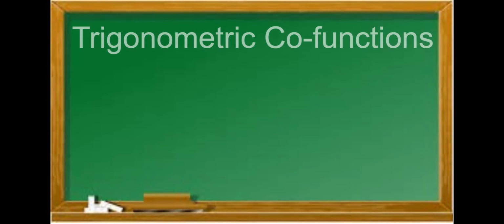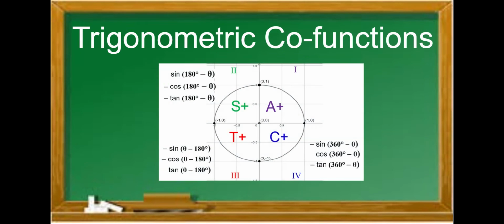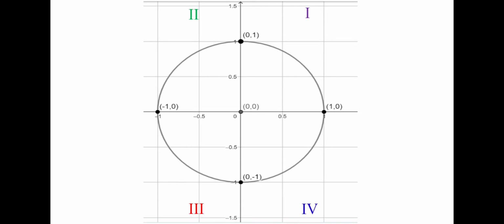Now let us discuss trigonometric co-functions. Here, we are going to find the value of sine, cosine, and tangent in every quadrant, starting from quadrants 2, 3, and 4 with respect to quadrant 1. So let us have the different rules in each of the quadrants.